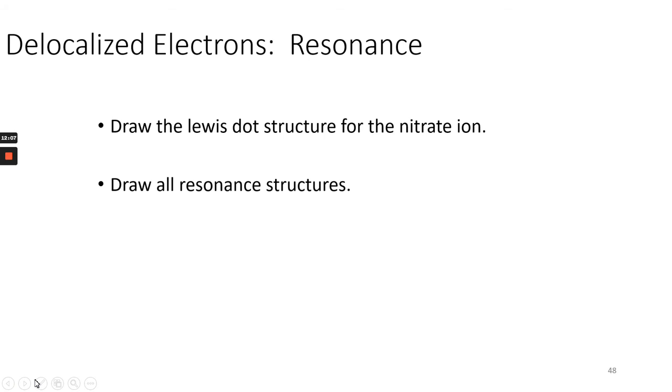So let's do an example of this. Draw the Lewis dot structure for nitrate ions. Remember, nitrate is NO3 with a -1. The first thing you want to do is add up your valence electrons. Nitrogen has 5 valence electrons. Each oxygen has 6. And then you have an extra one because you have a negative sign. When you add them all up, you have 24. And you know nitrogen is going to be in the middle. So here you have your 3 oxygens around nitrogen in the middle.